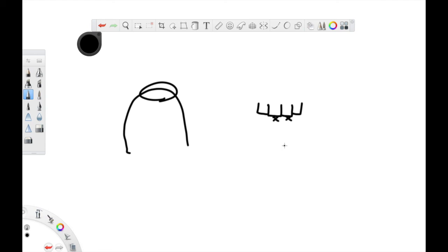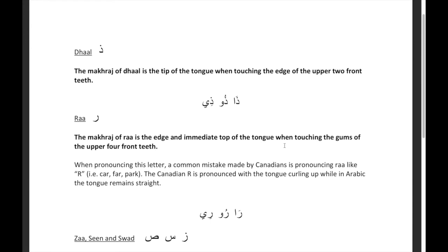The sound is very soft, and you will feel air coming out of your mouth. Dha, dhu, dhi.